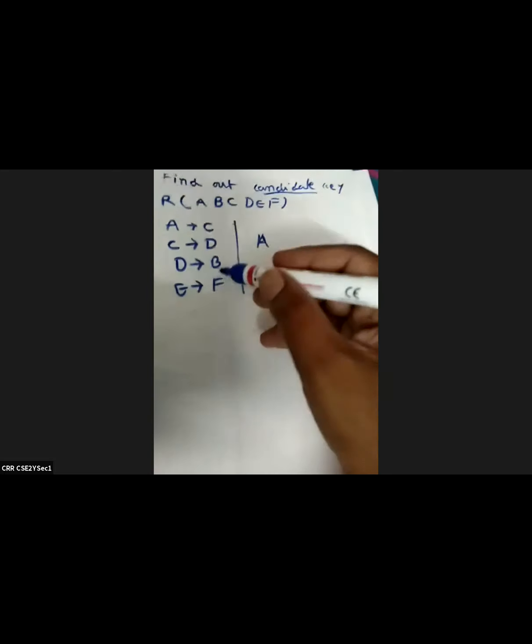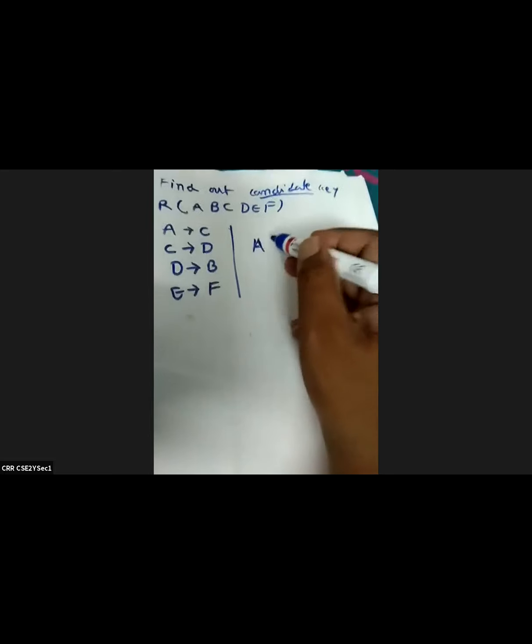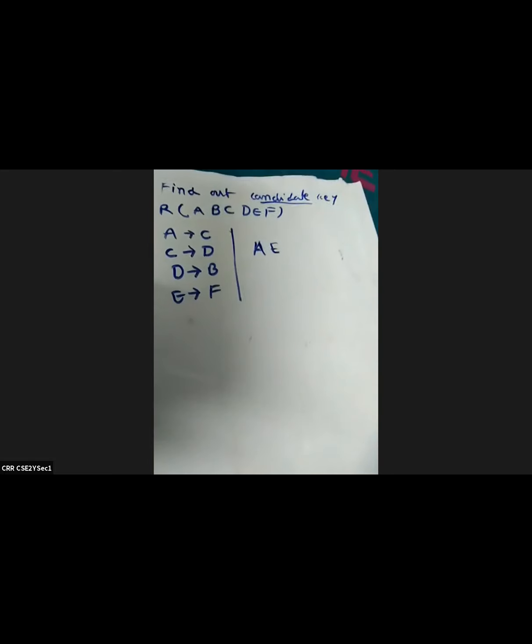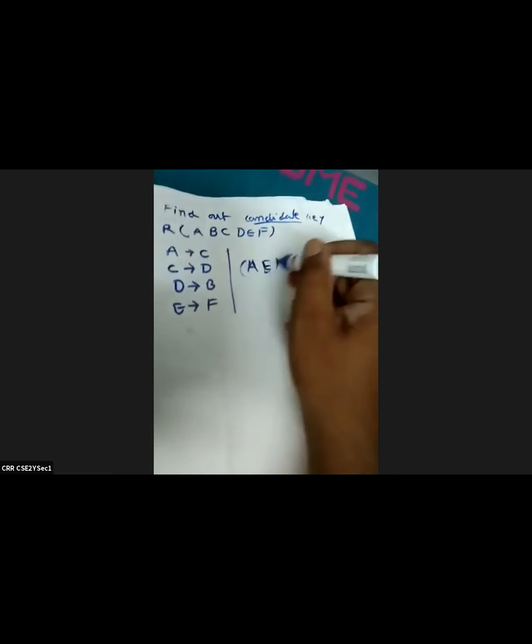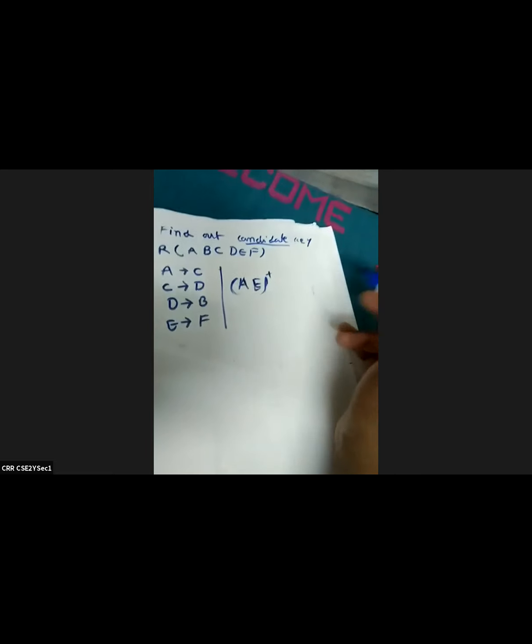B is there and C is there, D is there, but E is not mentioned. Next F is there. So that means by using AE, if we can find out all these attributes, then that can be referred to as a candidate key. What is the meaning of candidate key? By using one or more attributes to uniquely identify the data from the database. Am I right? So that can be referred to as a candidate key.